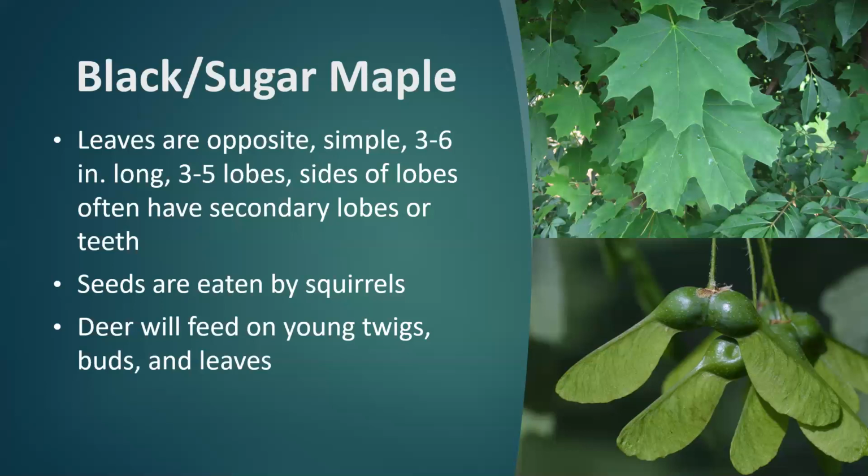But again, these are going to be opposite, simple, 3 to 5 lobes, and the sides of the lobes often have secondary lobes, which you can kind of see in these pictures, and very similar to the other maples that we've talked about. The seeds are going to be eaten by small mammals, and the tender shoots will often be eaten by deer, as well as rabbits and a couple other small mammal species.